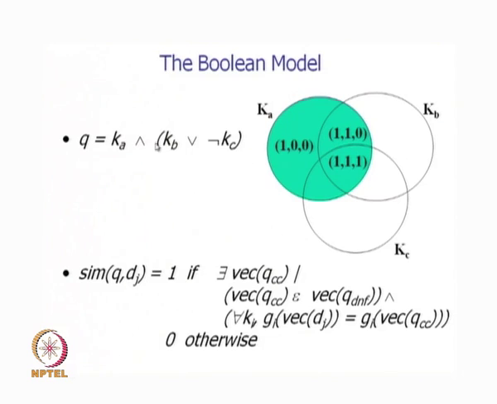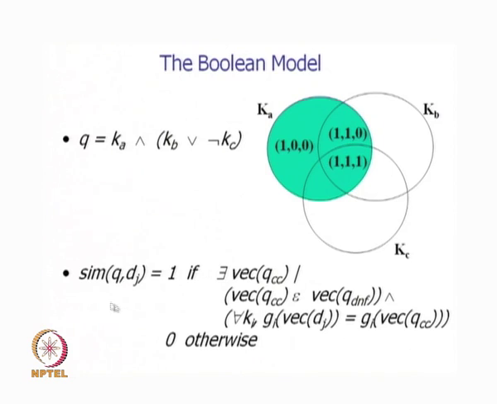Proceeding further, now how is the relevance found out of a document? So, q is k A and k B or not k C. So, here we have these three spheres with respect to k A, k B and k C. Now, this particular area belongs to all of k A, k B and k C. So, 1 1 1 is the representation of this intersection area. 1 1 0 is this particular area, and that is the intersection of k A and k B with k C being absent. This area belongs to only k A and this is 1 0 0.